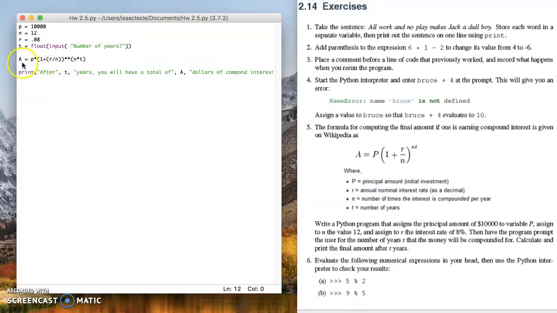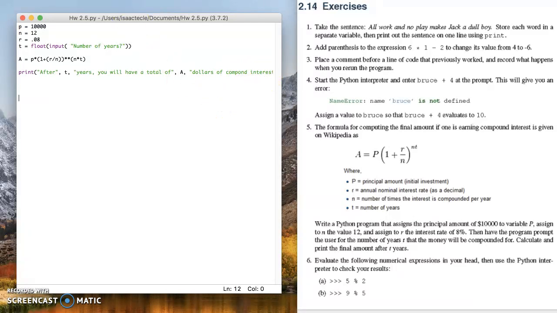I assigned a to equal the equation that we were given, then used the print statement. So when we run it in the shell, it would say, after the number of years that we ask, you will have a total of the answer dollars of compound interest.